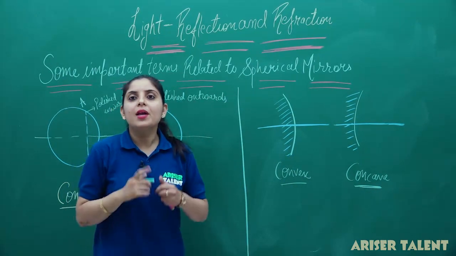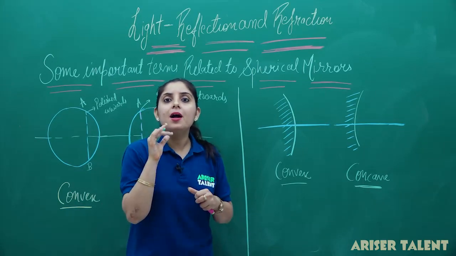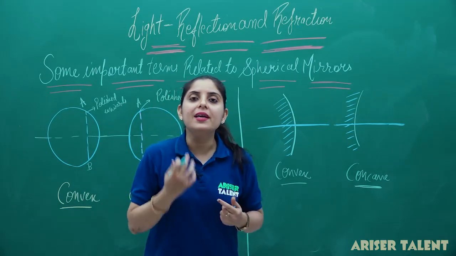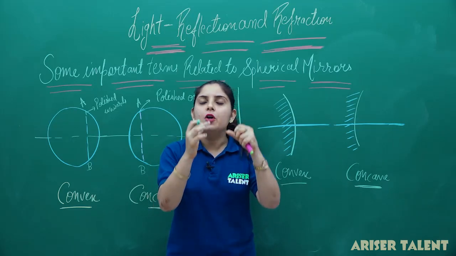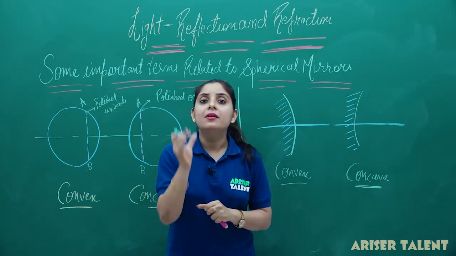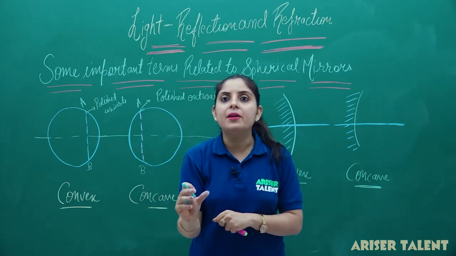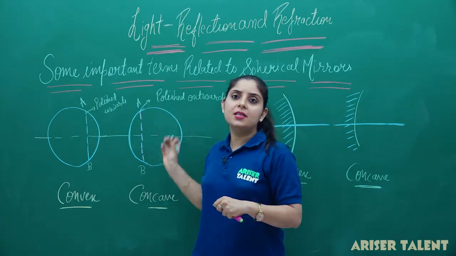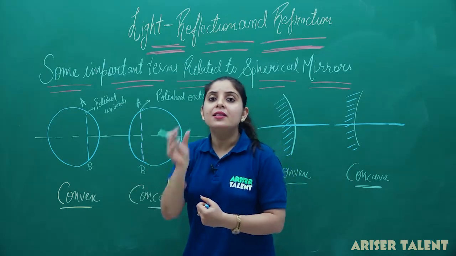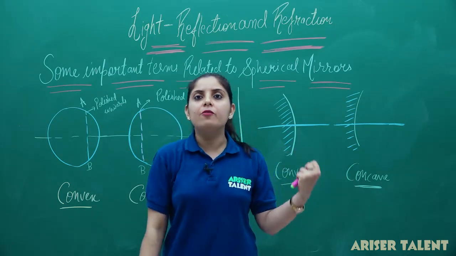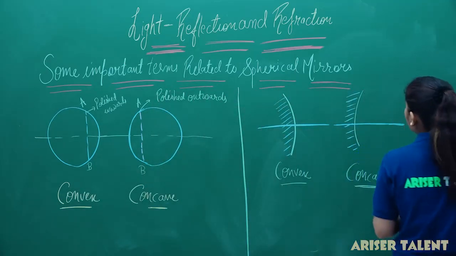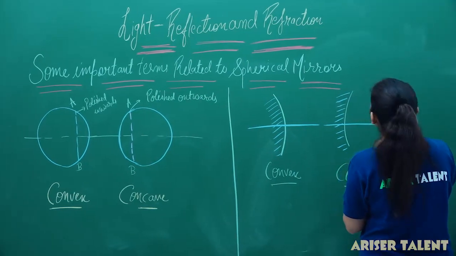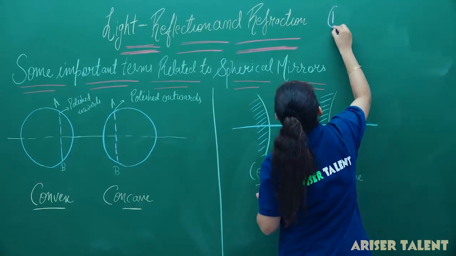So firstly, I'm discussing the aperture of the mirror. Now what is the aperture of the mirror? Aperture is actually the part of the mirror, or we can say the diameter of that spherical mirror from which this part is cut off. So you can say that the size of the mirror will give you the aperture of the mirror. So what is our first term? The first term we are going to discuss here is aperture.